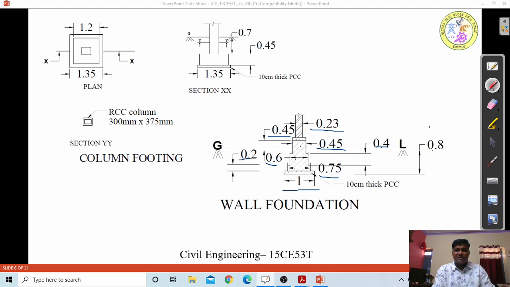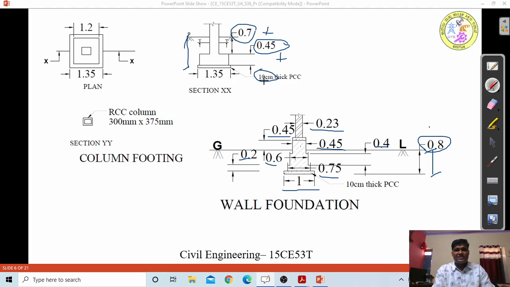The total depth of foundation for size stone masonry foundation is 0.8 meter, but the total depth of excavation for the footing, from here to here, is 0.7 plus 0.45 meter, the depth of footing, plus 10 centimeter, the depth of PCC.